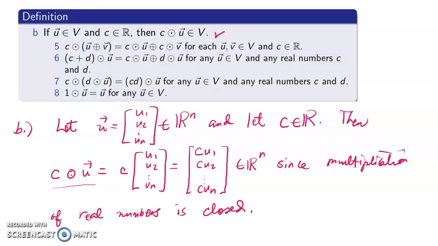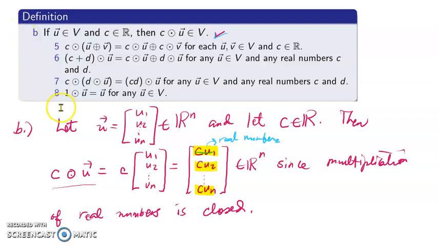Because each of these, C times U1, C times U2, and C times UN, are real numbers. And so, since each is an element of the real numbers, it is an element of Rn. So we have that property.